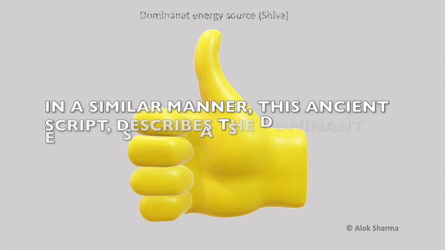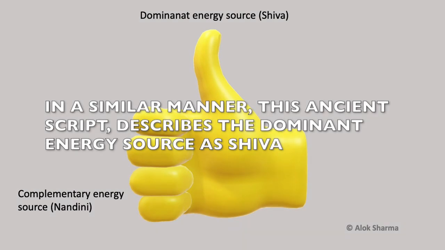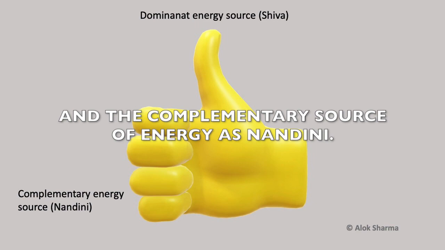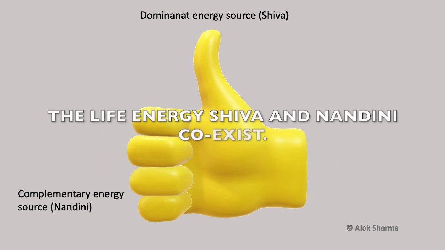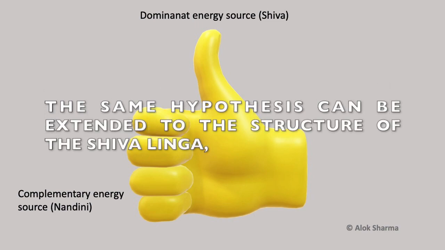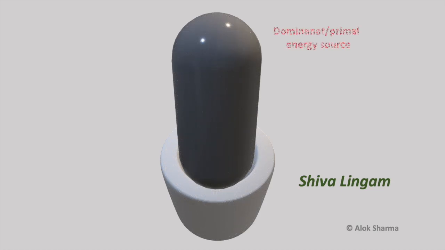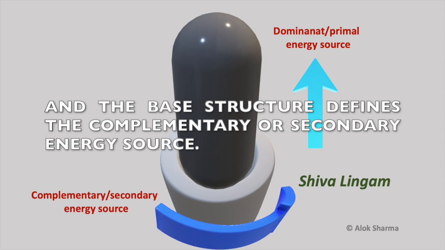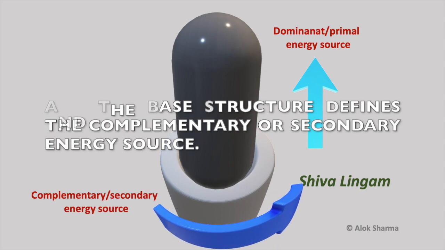In a similar manner, this ancient script describes the dominant energy source as Shiva and the complementary source of energy as Nandini. The life energy Shiva and Nandini coexist. The same hypothesis can be extended to the structure of the Shiva Linga, where the standing structure upwards defines the primal or dominant energy, and the base structure defines the complementary or secondary energy source.